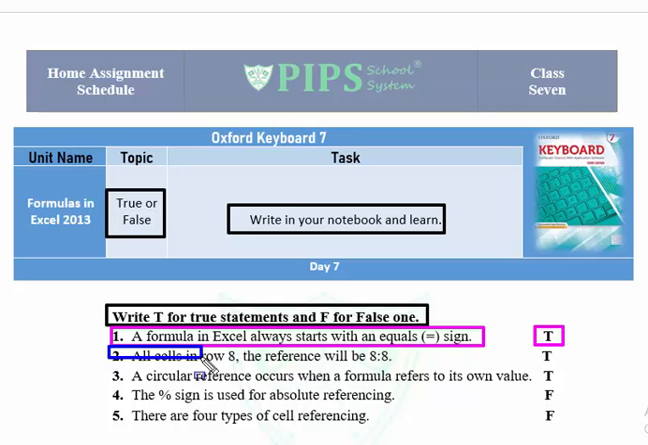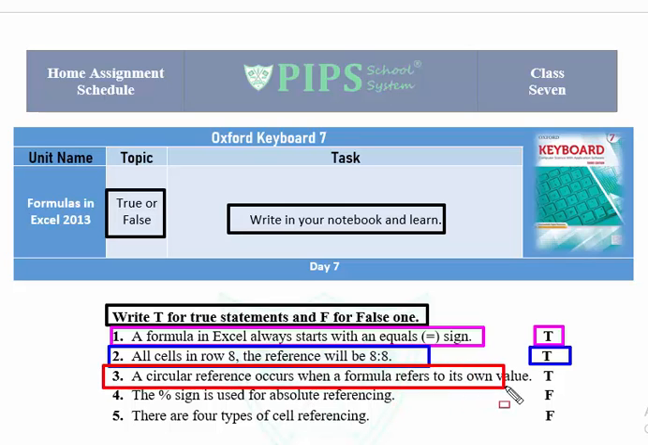Second: all cells in row 8, the cell reference will be 8. Yes, of course, that's true. A circular reference occurs when a formula refers to its own value. Yes, true, that is true. A circular reference occurs when the formula refers to its own value itself. We call that a circular reference.